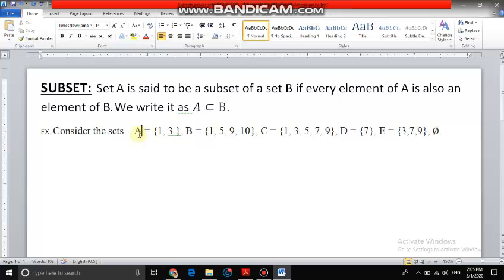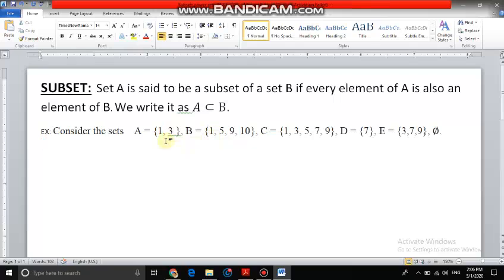Now see, I have to check whether A is a subset of B or not. 1 is there in A. If you see, 1 is an element of A, and 1 is also an element of B. 3 is an element of A, but if you observe the set B, there is no 3 in B. So clearly I say A is not a subset of B, because every element of A is not an element of B. Understood? Maybe some of them are, like 1 is an element of A and 1 is also an element of B.